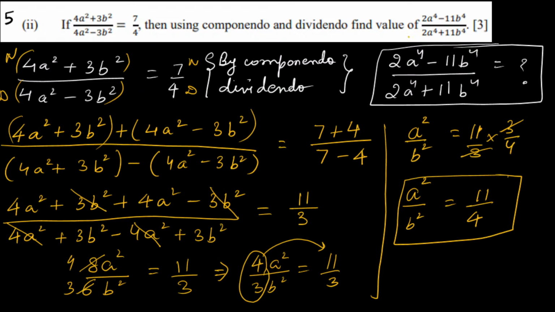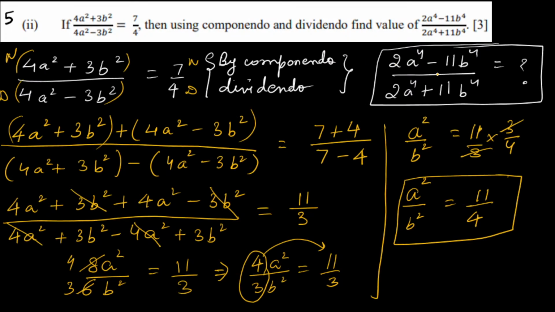Now see, we need something of this form: a to the power 4 and b to the power 4. I got a square by b square is equal to 11 by 4. This is what I got. But the expression which I have to find has power 4. So how will we get power 4?